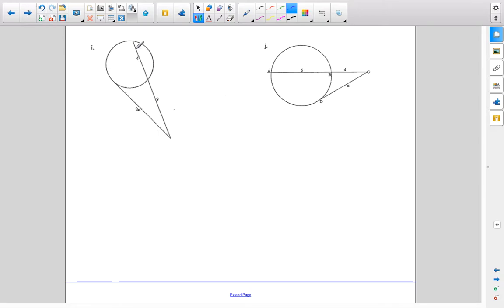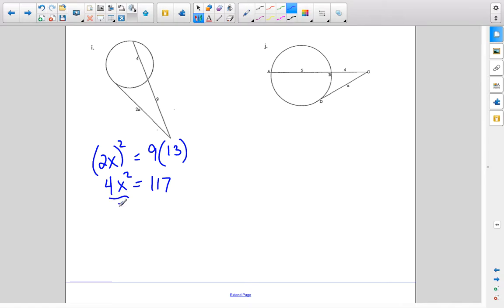Okay, here we go with a secant segment and a tangent. Remember, the tangent gets squared. So I'm going to square the 2x. And that will equal my outside times my total, or 9 times 9 plus 4, which is 13. Now when I square 2x, I have to square the number and the x, so I'm going to end up with 4x squared. 9 times 13, let's see, 9 times 3 is 27, so that gives me 117.